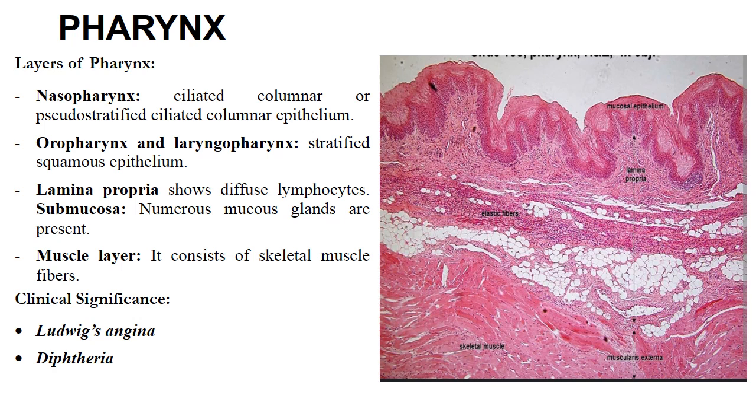Then the second term is diphtheria. So diphtheria is an infection caused by Corynebacterium diphtheriae, and it is a communicable disease. It can spread from one person to other, and this also causes airway obstruction. It mainly involves larynx, pharynx and trachea.